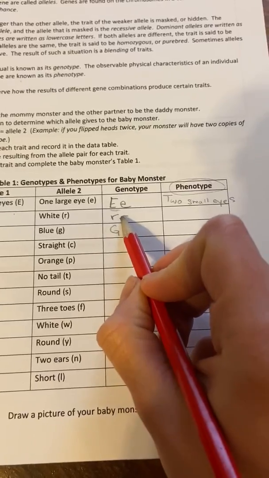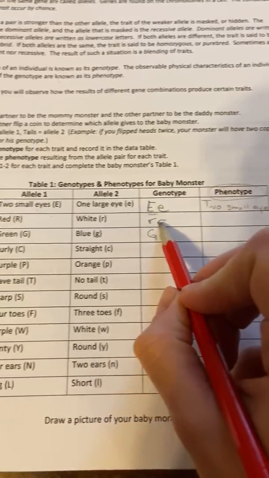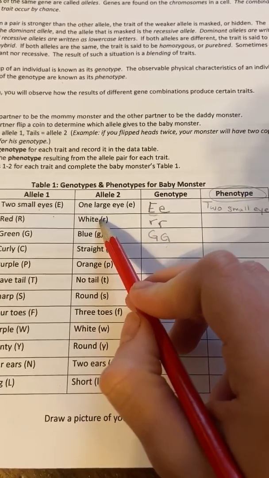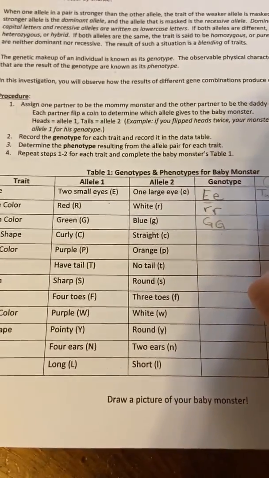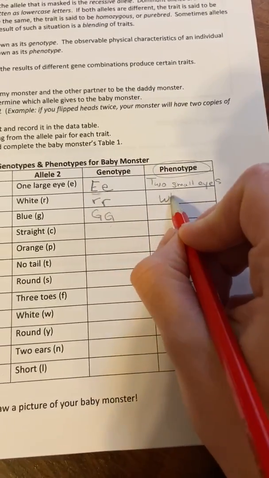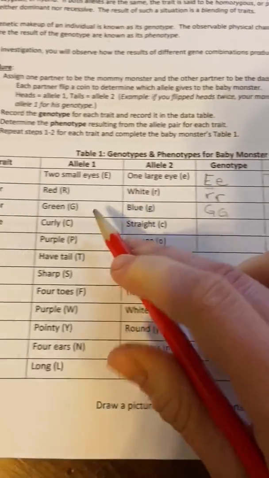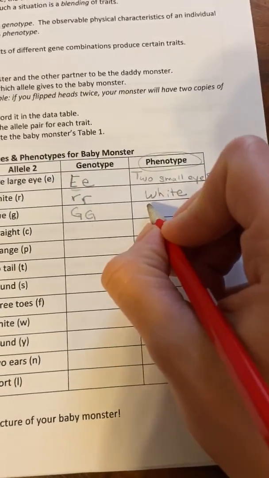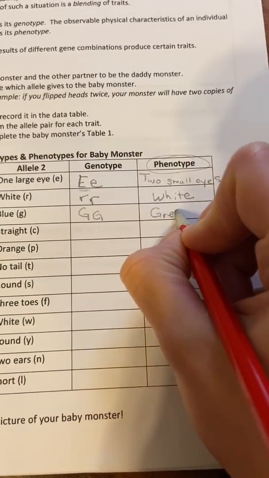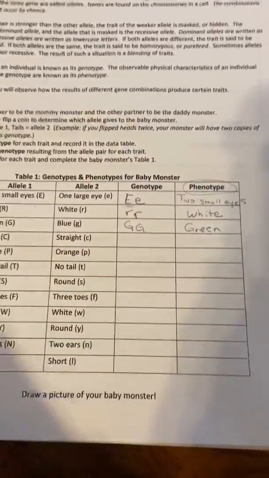For number 2, we have 2 lowercase letters, which is going to give us the recessive allele, which is white. So its eyes are going to be white. And then here we have 2 capitals giving us our dominant allele, so its skin color is going to be green. And this is how you were supposed to figure out how to draw your monster.